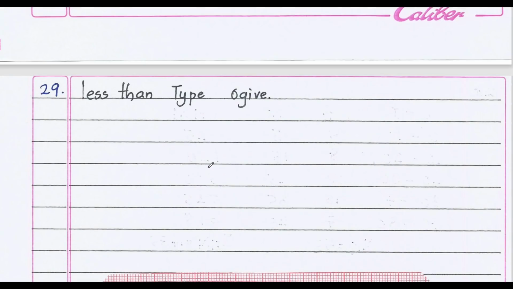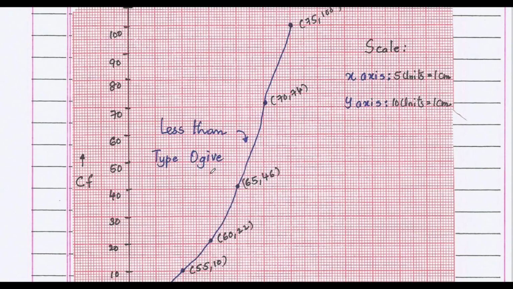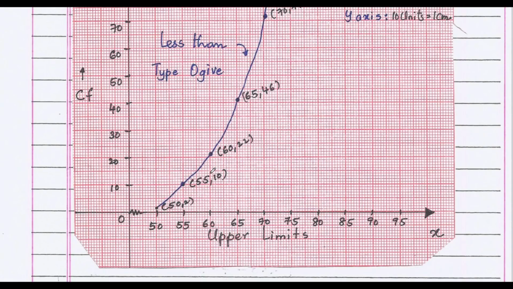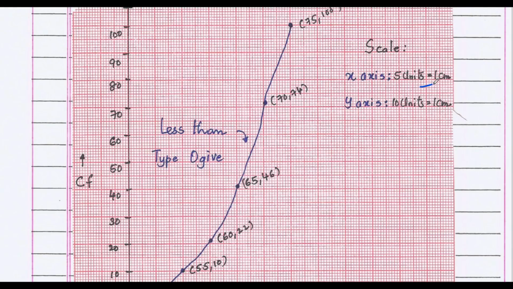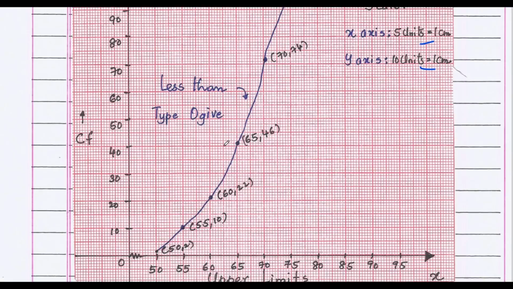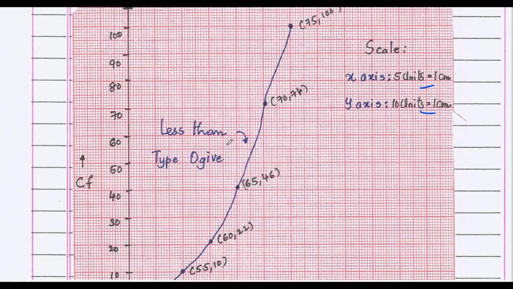Less than type ogive, directly you can plot by making the points. Directly you can plot, you will get the graph like this. Just plot 50, 2, 55, 10, 60, 22. The important thing is where it scales. 70, 74, 75, 100. Very simple and easy question for 3 marks.